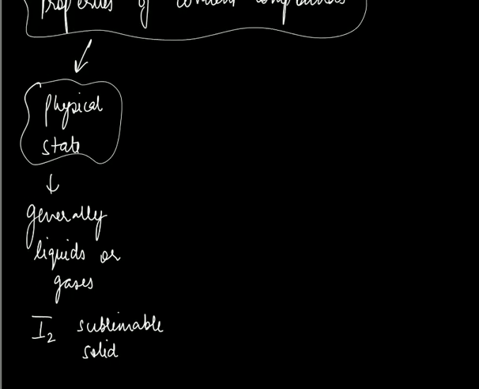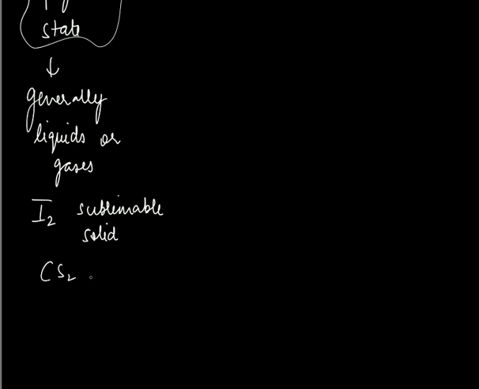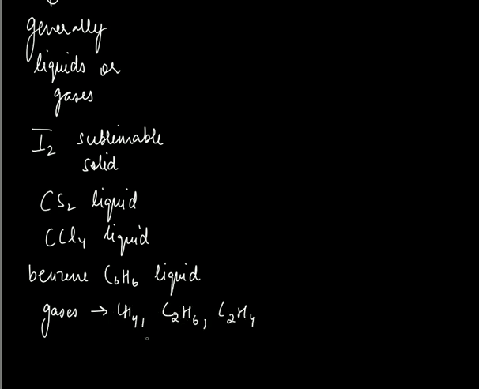So if we say for gases, these are gases which we discussed: ethyne, ethene. These are hydrocarbons. These are low hydrocarbons. So these are gases. We have carbon disulfide, that is a liquid. We have carbon tetrachloride, that is also a liquid. We have methane, which is a gas. Even benzene, C6H6, is a liquid. So we have gases: methane, C2H6 ethane, C2H4 ethene, C2H2 ethyne. So many examples are there.